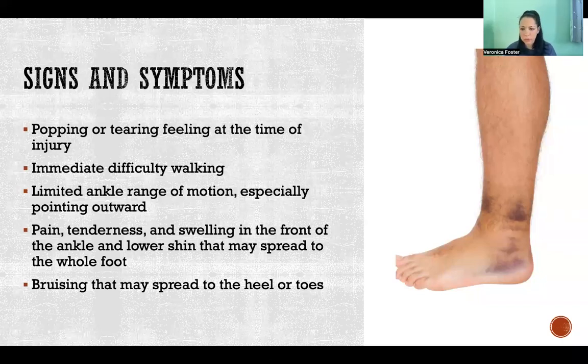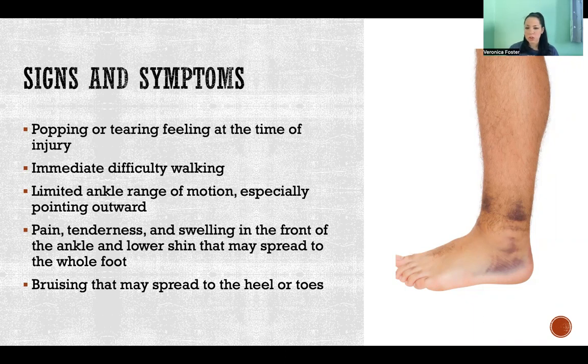So signs and symptoms. It's common for someone with this type of injury to hear or feel a popping or tearing at the time of the injury, and then it will immediately be difficult to walk. It'll cause limited range of motion in the ankle and especially pointing outward, so external rotation of the foot. It'll cause pain, tenderness, and swelling in the foot and the ankle and lower shin. And it could spread down to the entire foot. And there's bruising for sure that can spread to the heel or toes.